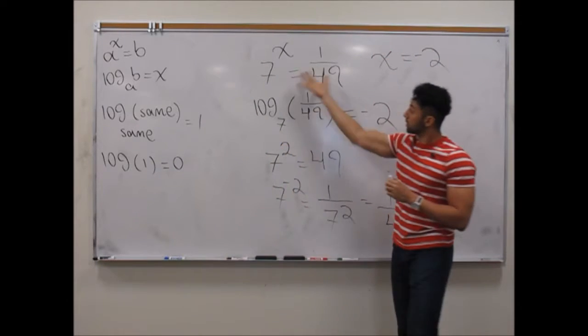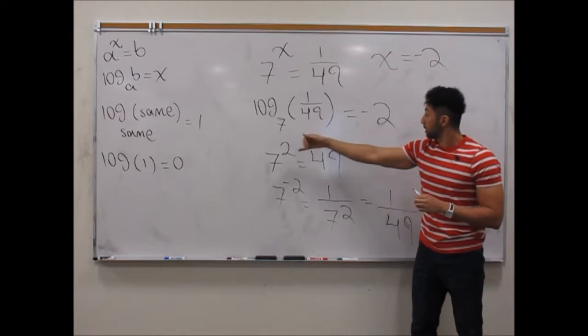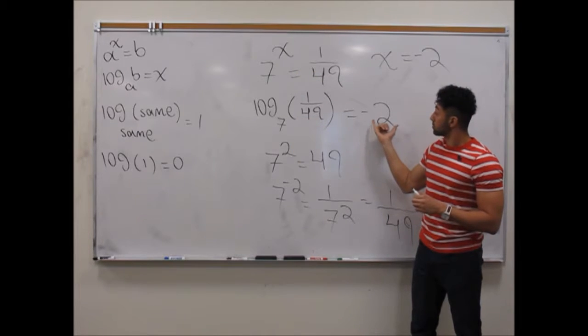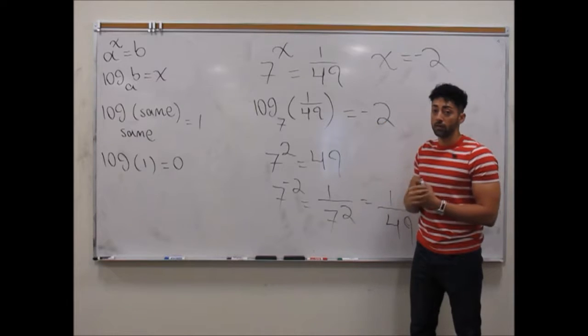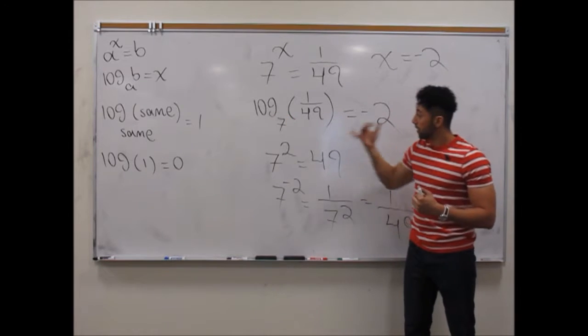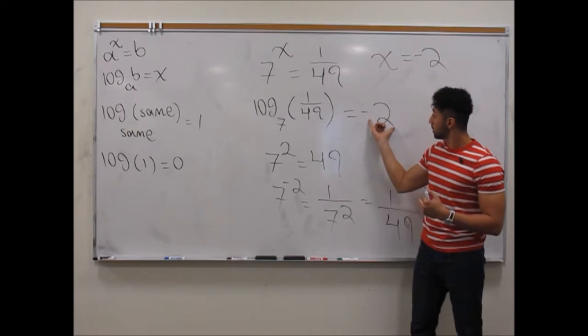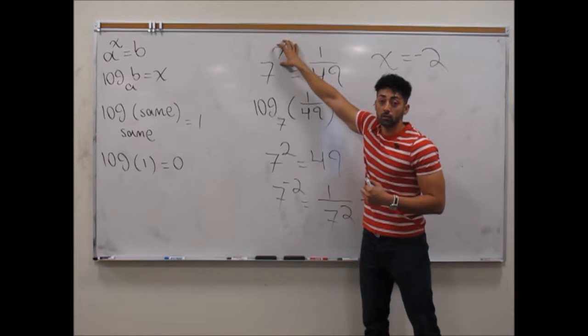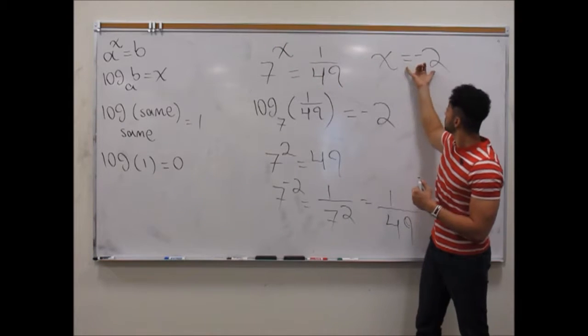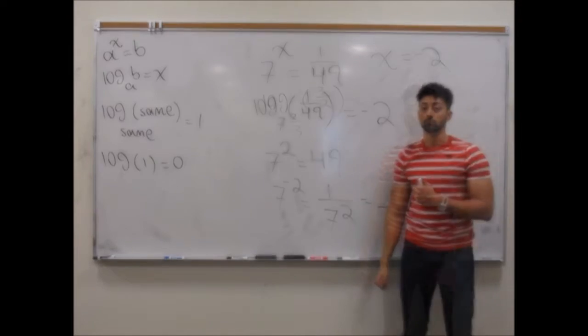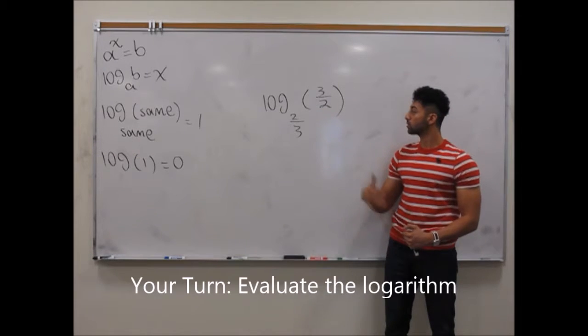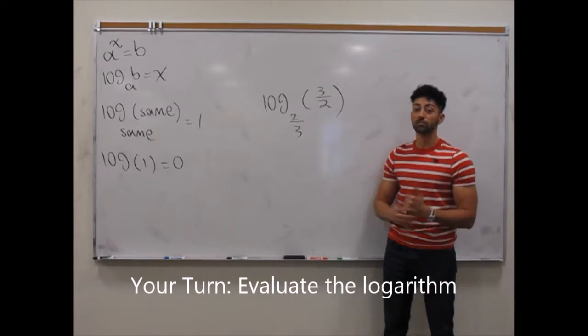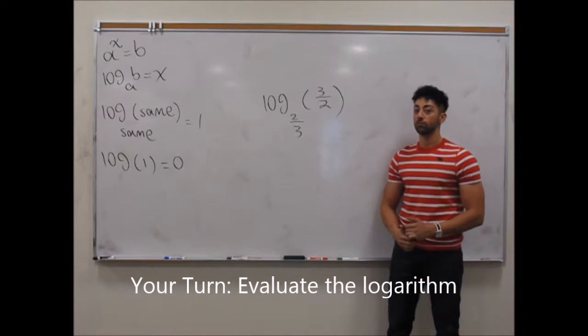If you want to look at it the exponential form way, the answer is negative 2 here. It makes sense anyways, right? Because logs spit out exponents, and we were looking for an exponent here. So either way, it's negative 2. Okay, so why don't you go ahead and try another one with the fractions, and I'll go over it with you.